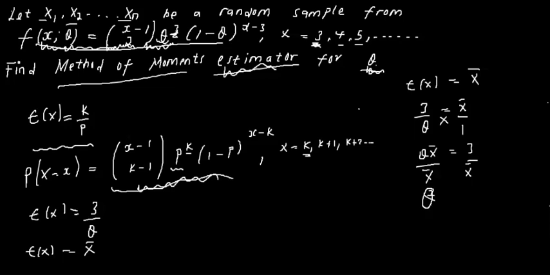Let me slide it properly. We will have our estimator. We put a hat on theta, showing that we are estimating it, equal to 3 over x bar. So this is our final answer by the use of method of moments.